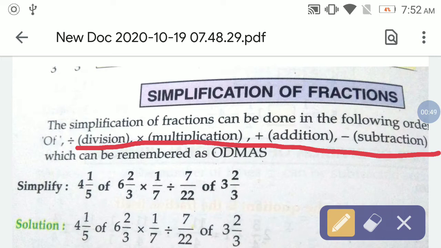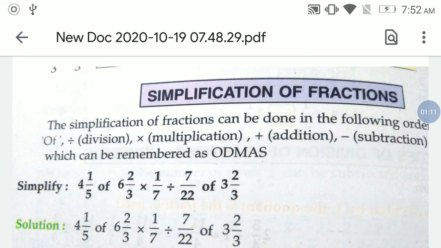So to just remember it, we can remember it as PODMAS also. Of, division, multiplication, addition, and subtraction. This way you can remember it.